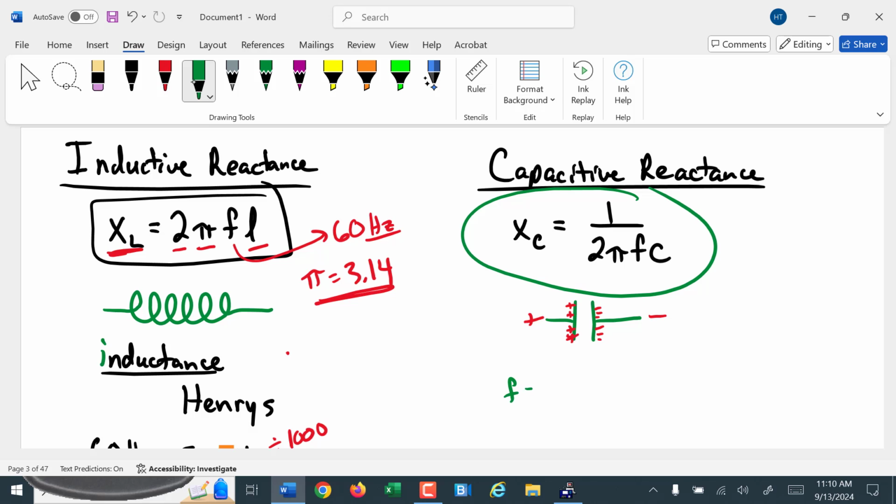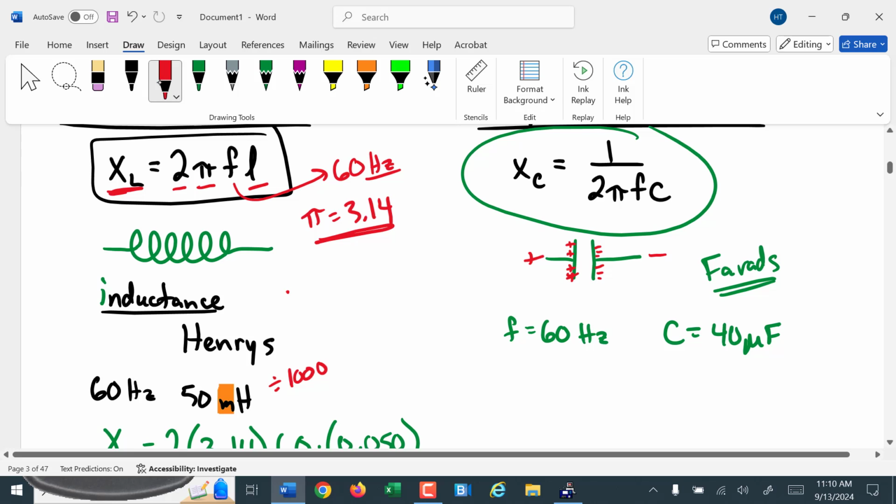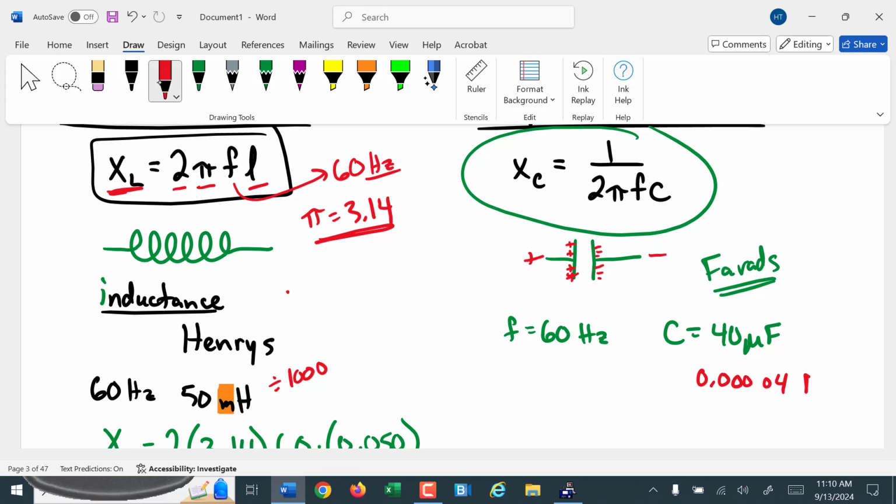So if we have a frequency of 60 hertz and a capacitance, our capacitance is measured in farads, by the way. Let's see, we have 40 microfarads. Now farads, again, are a very large unit similar to henries. Typically, when we're dealing with farads, we're dealing with micro or picofarads, very small. So micro, of course, is divided by 1,000,000 still. So it's 0.00004 farads.